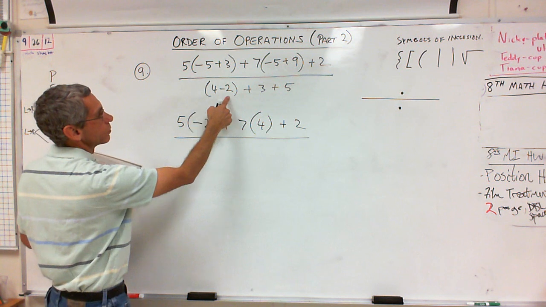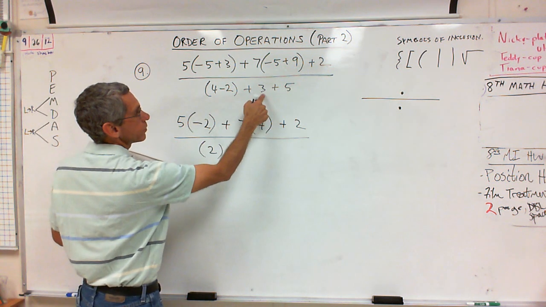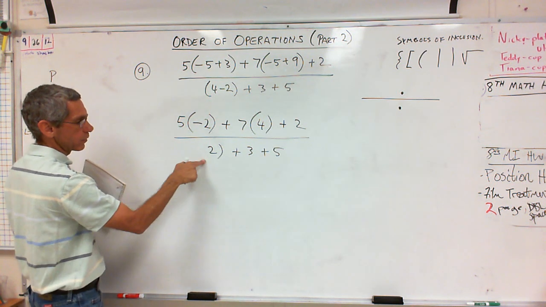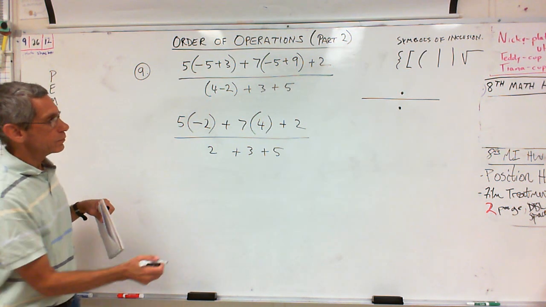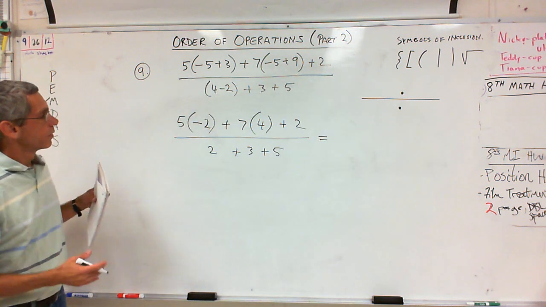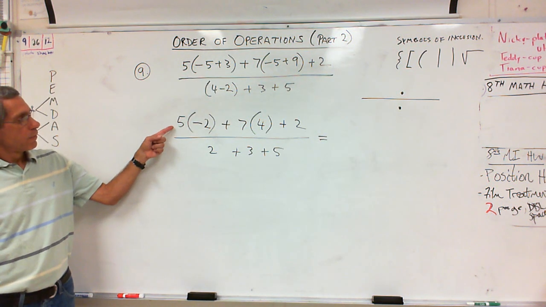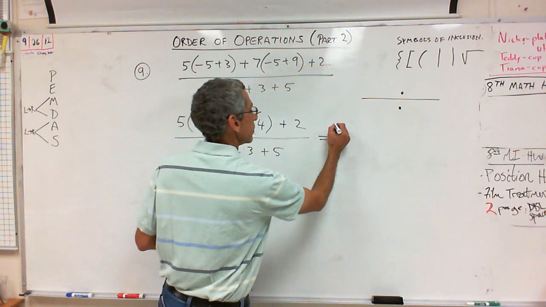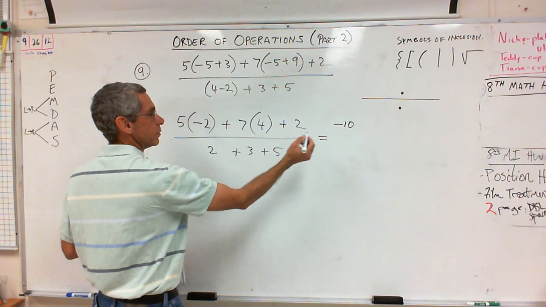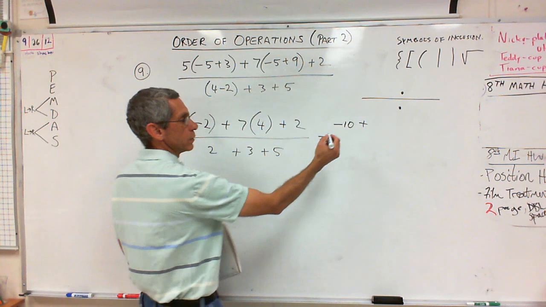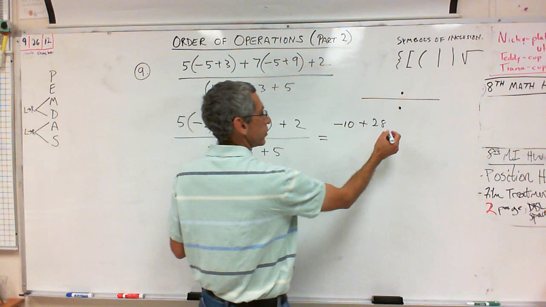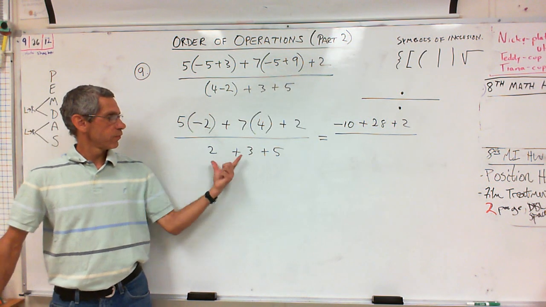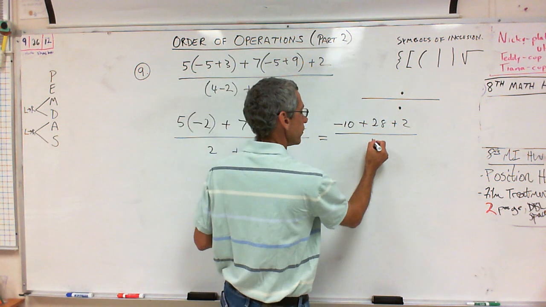What's 4 minus 2? 2, right? Plus 3 plus 5. See, I don't even need these parentheses, I'm going to take them off. I'm just going to keep going this way. 5 times -2 is -10. Plus, what's 7 times 4? 28. Plus 2, right? Okay, all over. What's 2 plus 3? 5. What's 5 plus 5? 10. Okay, we've simplified the denominator.